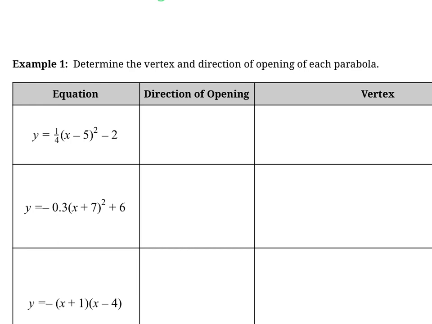Remember, the direction of opening is given by your a value, which is the number in the front of your equation, and we're just looking to see if that number is positive or negative. In this case, we have a positive 1 over 4. So because our value is positive, our parabola is going to open up. And remember, if your parabola opens up, it takes on this U-shaped curve.